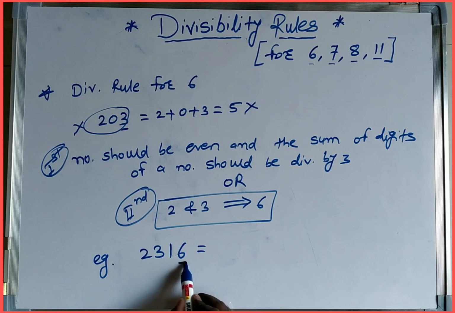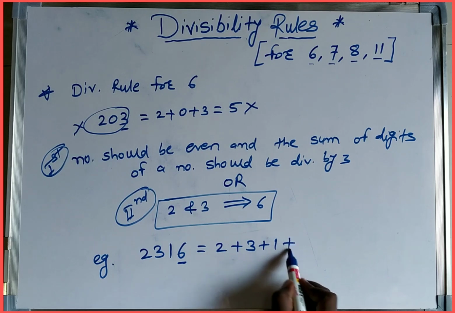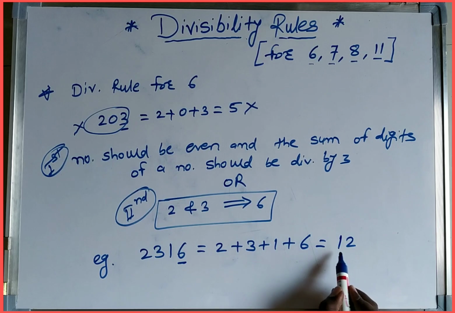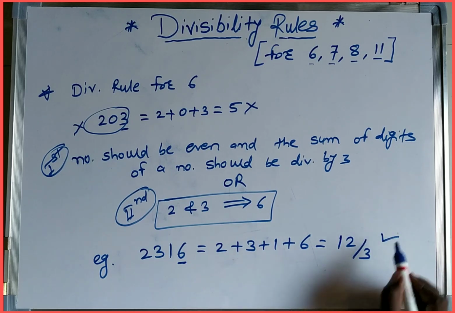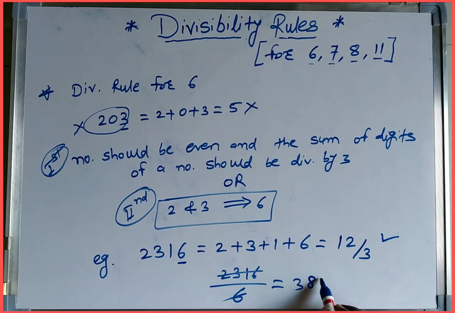Now do the addition. The number is even, so the first criterion is achieved. 2 plus 3 plus 1 plus 6: 2 plus 3 is 5, plus 1 is 6, 6 plus 6 is 12, and 12 is divisible by 3. So this number is divisible by 6. We can check: 6 3s are 18, remaining is 5. Then 6 8s are 48, remaining is 3, and 6 6s are 36. In this way we can do it.